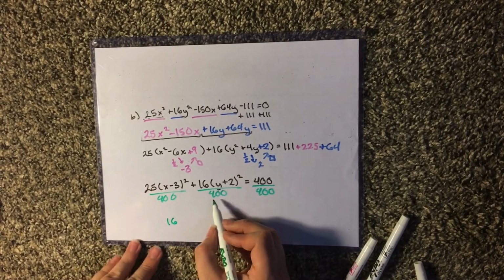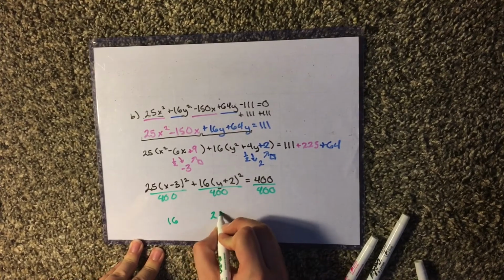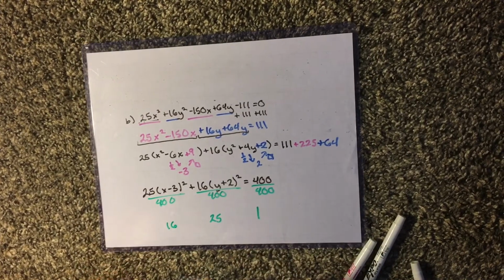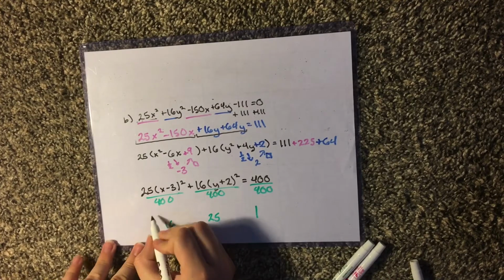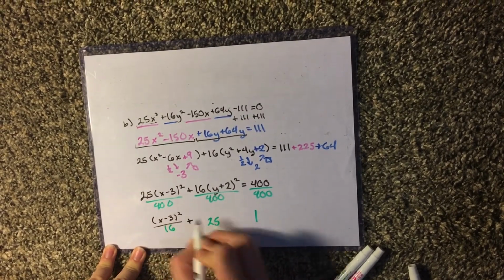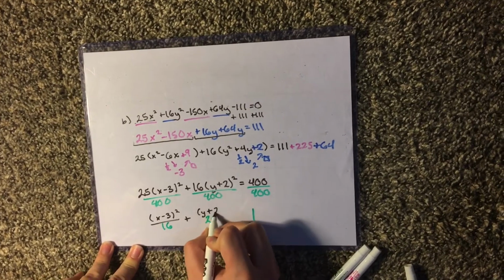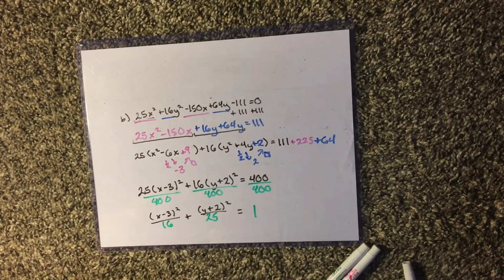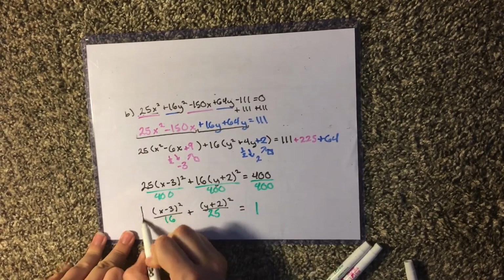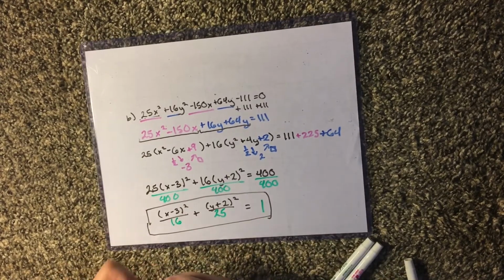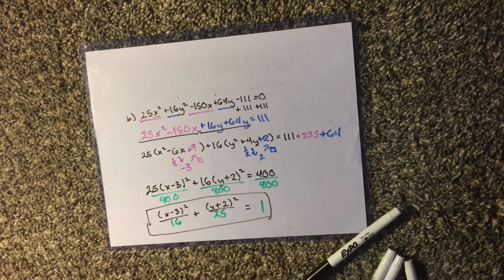Perfect. 16 divided by 400 is 25. Lucky me. Thank you, Mr. Leach. And this, of course, is going to be 1. Continue on. I'm going to just write what we have up here. (x - 3)² + (y + 2)² = 1. And that is the vertex form after I completed the square, and that is the most simplified version of that.